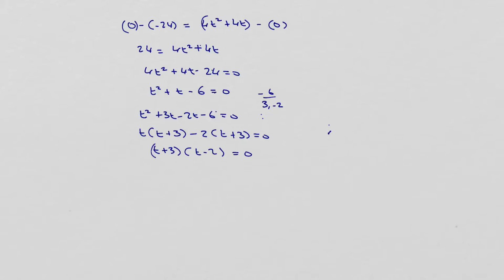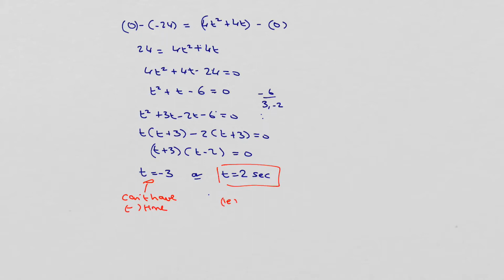So if both of those multiply to give us 0, that means one of these factors has to be 0 or both have to be 0. So in other words, t plus 3 must equal 0. In other words, t equals minus 3. Or t minus 2 equals 0. In other words, t equals 2 seconds. Now, of course, we can't have negative time. Therefore, there's only one answer.